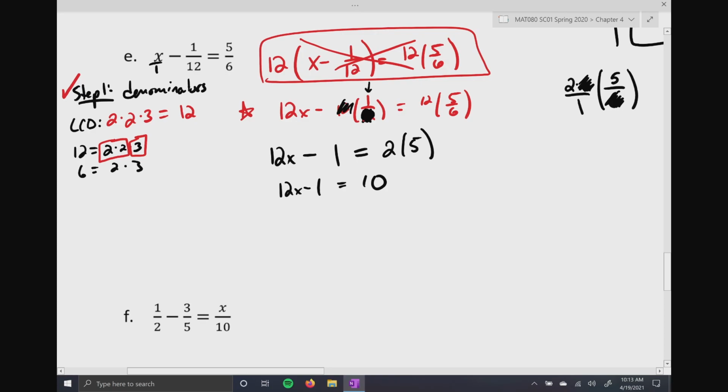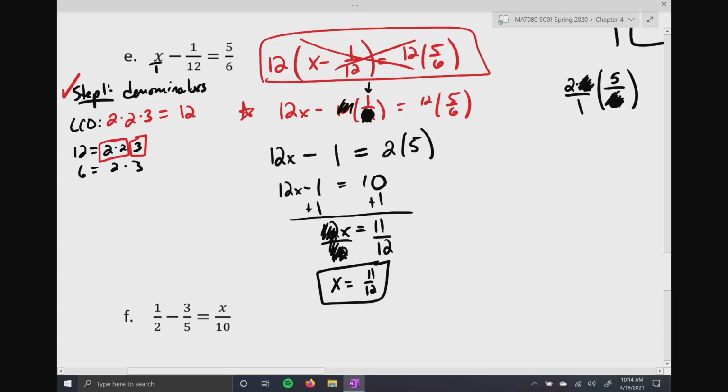Step 4, I get the variable terms on one side, constant terms on the opposite side. So I need to add 1 to both sides. Now I have my variable term 12x on the left, and 10 plus 1 is 11, which is my constant term on the right. Step 5, I divide both sides by the number in front of the variable. The 12 over 12 on the left-hand side, you can just scratch them out. You're left with x equals 11 over 12, and that's your answer.